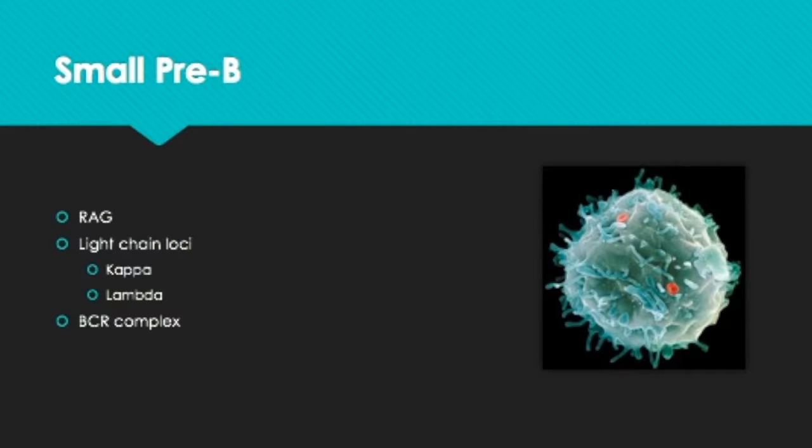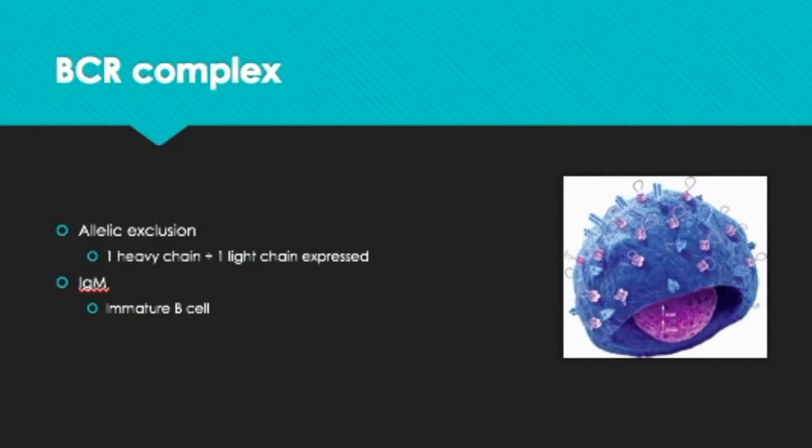The cell will form the BCR complex, and the light chain will pair with the successful heavy chain. They will come together once again with Ig alpha and Ig beta proteins to form a mature BCR complex. This signals to stop recombination at the light chain locus. Once again, we have allelic exclusion to make sure that only one heavy chain and one light chain are expressed. IgM is now expressed on the surface of the B cell, and the cell is now an immature B cell.